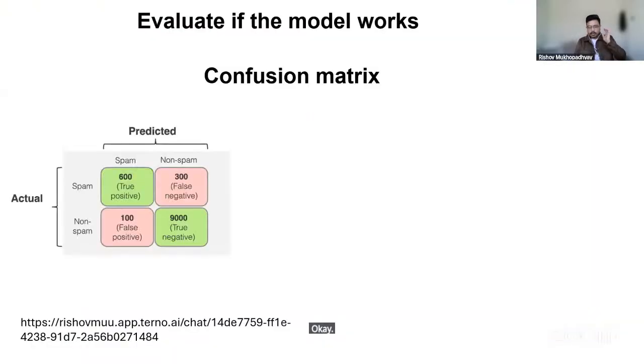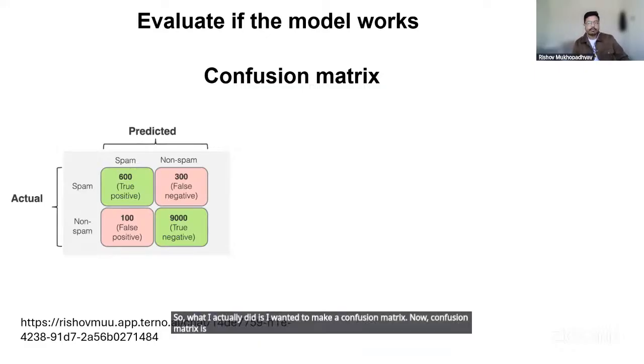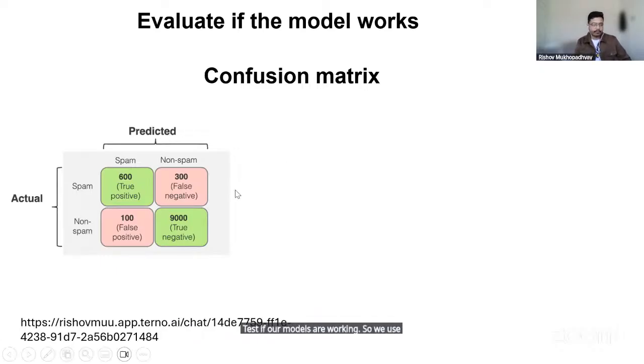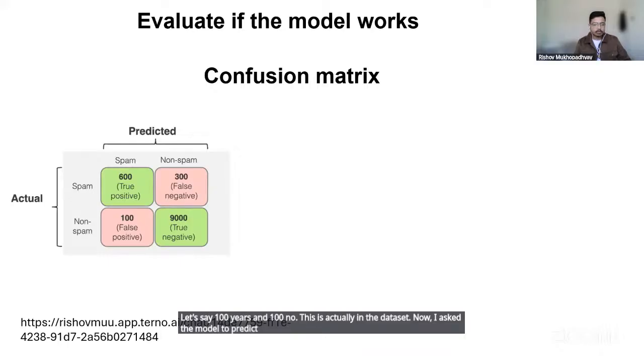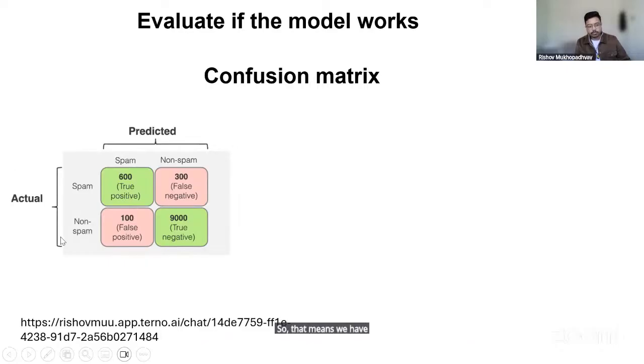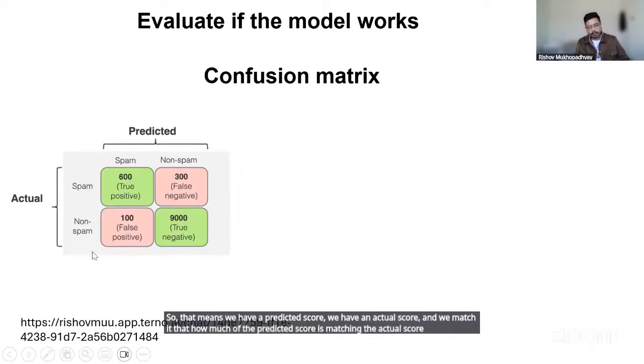So what I actually did is I wanted to make a confusion matrix. Now, a confusion matrix is a way to test if our models are working. So we use a data set where we have, let's say, actual data or true positives, let's say 100 yes and 100 no. This is actually in the data set. Now I asked the model to predict how many yes or no it can predict. So maybe the model predicts 30 yes out of 100 and 70 yes as no. So that means we have a predicted score, we have an actual score, and we match how much of the predicted score is matching the actual score. And this way we make a matrix.